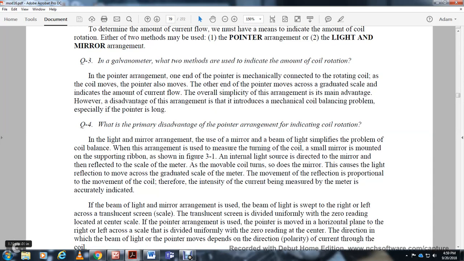In the light and mirror arrangement, a beam of light is used to solve the problem of coil balancing. A small mirror is mounted on the suspension ribbon, as shown in figure 3-1, with an internal light source. The light is directed at the mirror and reflected onto the scale. As the coil turns, the mirror turns, and the reflected light moves over the graduated scale. The movement of the reflection is proportional to the movement of the coil, and therefore to the intensity of the current being measured, so the meter is accurately indicated.